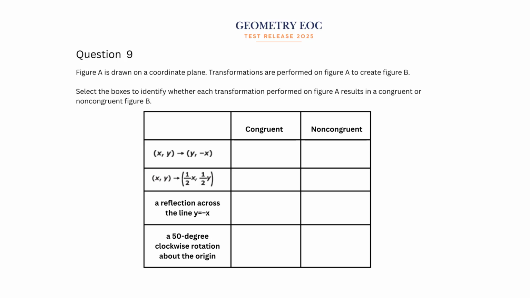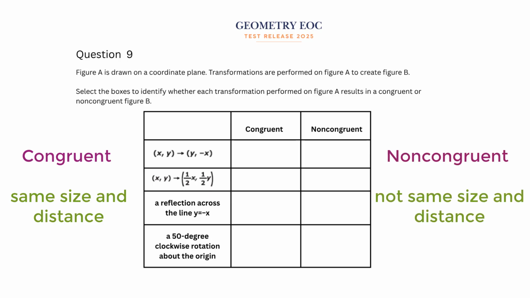Here's the rule you need to remember for this entire question. If a transformation preserves distance and size, then the figures are congruent. If it changes size, the figures are non-congruent. We call these rigid transformations, congruent: translation, rotation, reflection. Non-rigid transformations, non-congruent: dilations resize the figure. So really, this question is testing, does the transformation keep the same size or not?